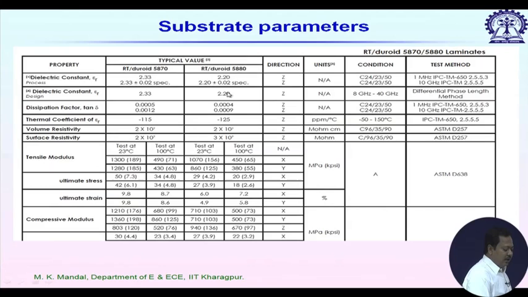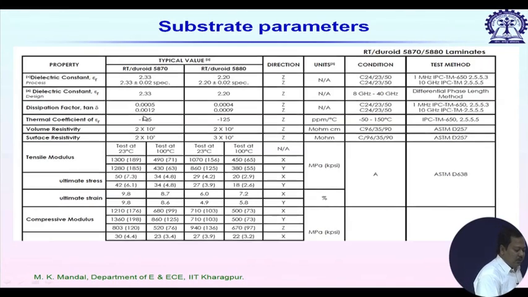And not only that, if I go to the right, the suggested frequency range is 8 gigahertz to 40 gigahertz. So, they are specifying this dielectric constant value for design from 8 to 40 gigahertz. If I increase the frequency further, that means the dielectric constant may vary, it may not be fixed at 2.33 or 2.2. Similarly, the dissipation factor or loss tangent, another name is tan delta.